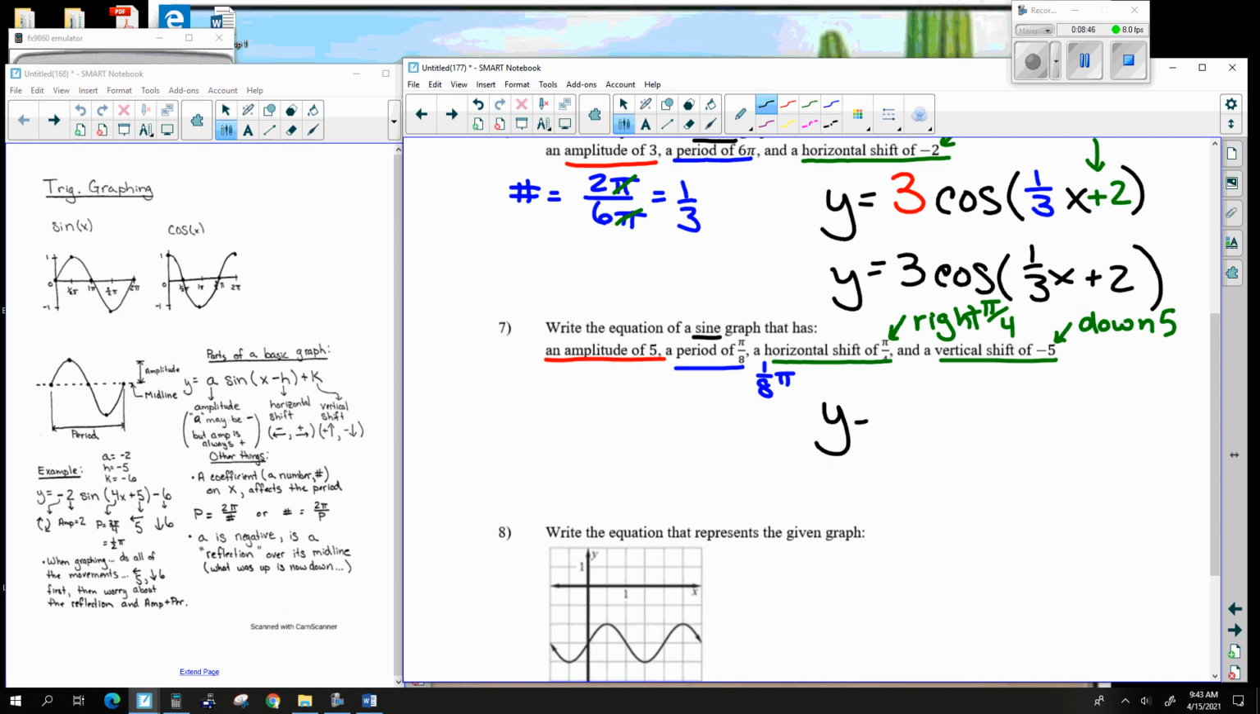Sine graph. Amplitude 5. And I'll laugh at you if you get that part wrong. Period of pi over 8. So the inside number is 2 pi divided by the period, which is 1/8 pi. So I see that the pi's do cancel out, and then because this is a fraction, I come up and multiply. So this is just straight up going to be the number 16.